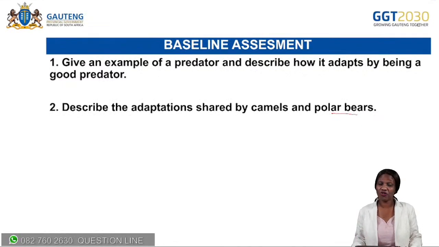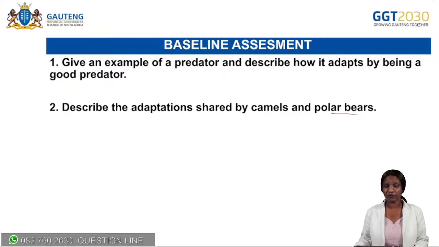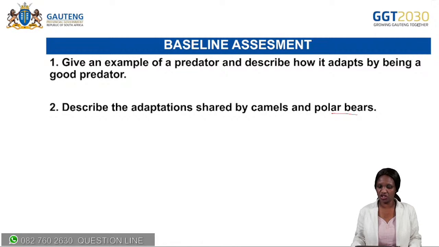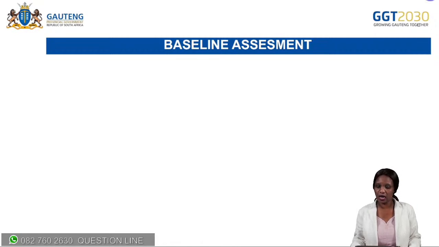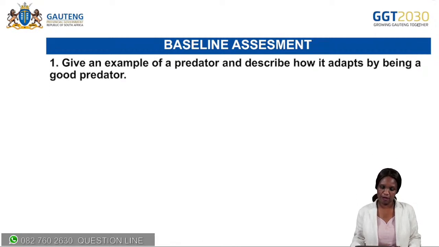Well, grade 8, you have written the answers. Let's check the solutions together. First of all, question number 1 says, give an example of a predator and describe how it adapts by being a good predator. And then 2, describe the adaptations shared by camels and polar bears. Okay, let's check our solutions.